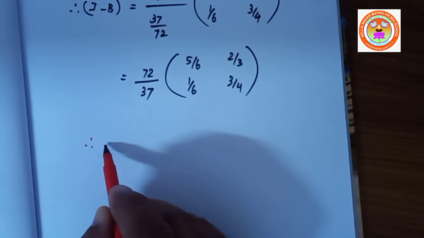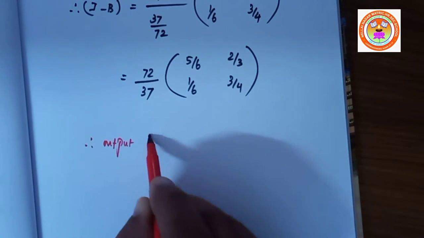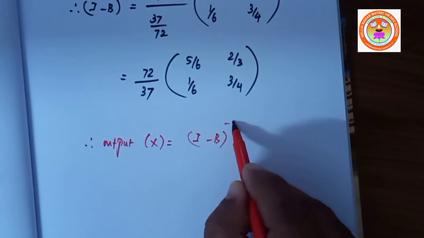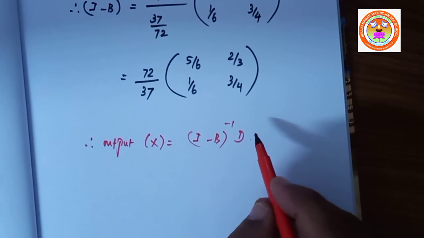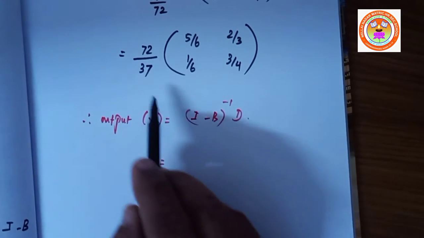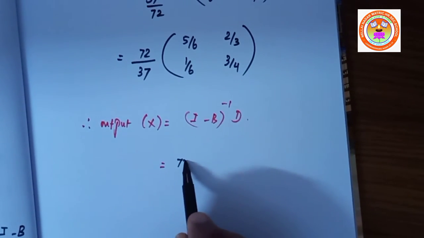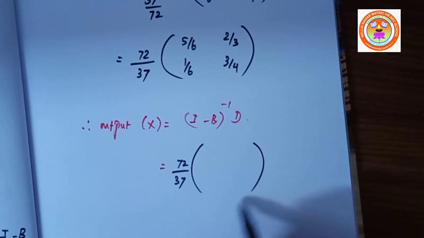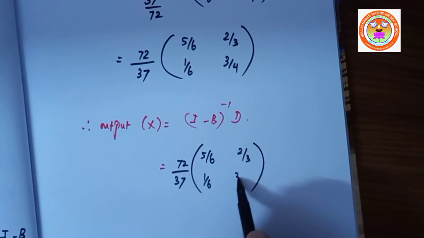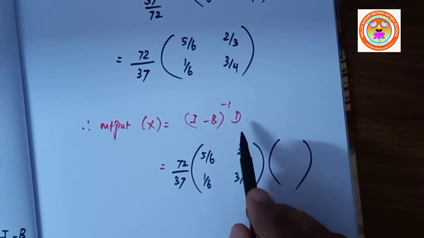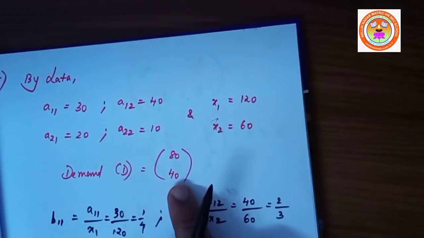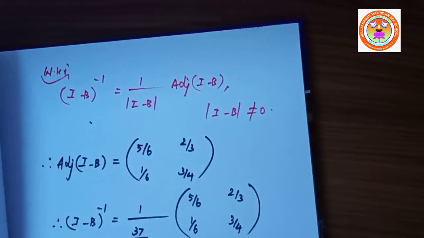Therefore, output capital X, the formula is I minus B, the whole inverse, into D. D refers to the demand. That is equal to I minus B inverse, here it is 72 divided by 37 into 5 by 6, 2 by 3, 1 by 6, 3 by 4 into demand. Demand matrix already I have written. Here it is, 80 and 40, right over here.